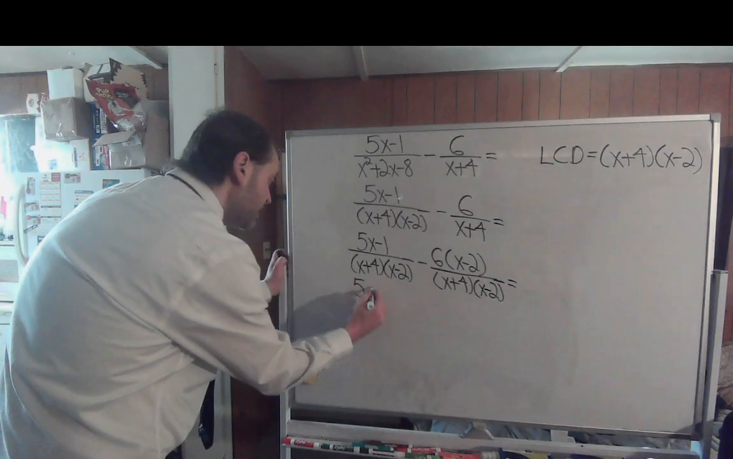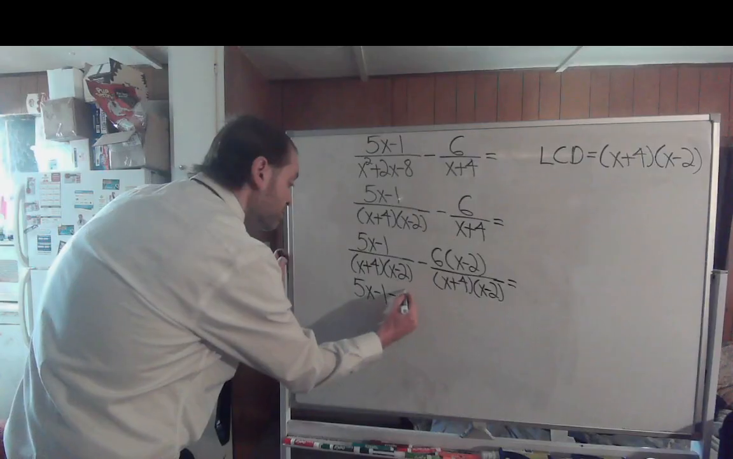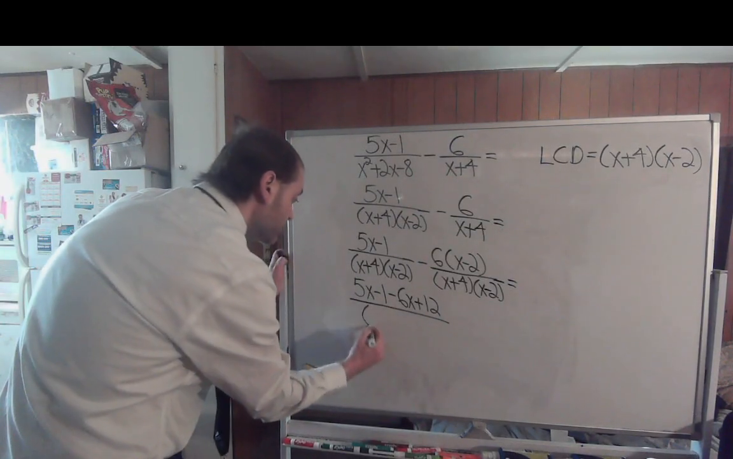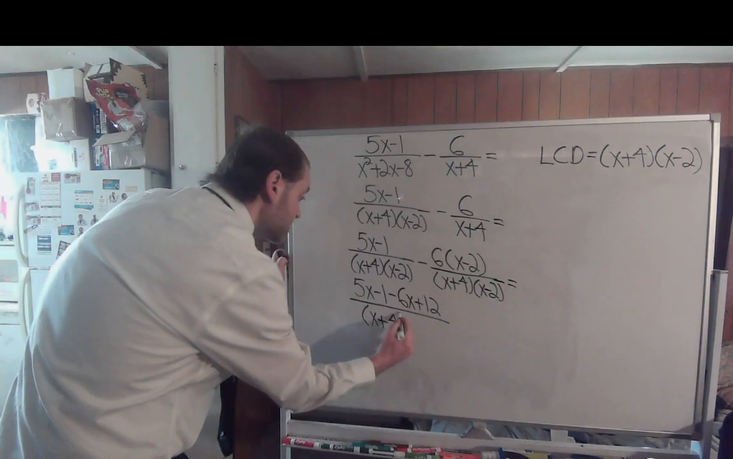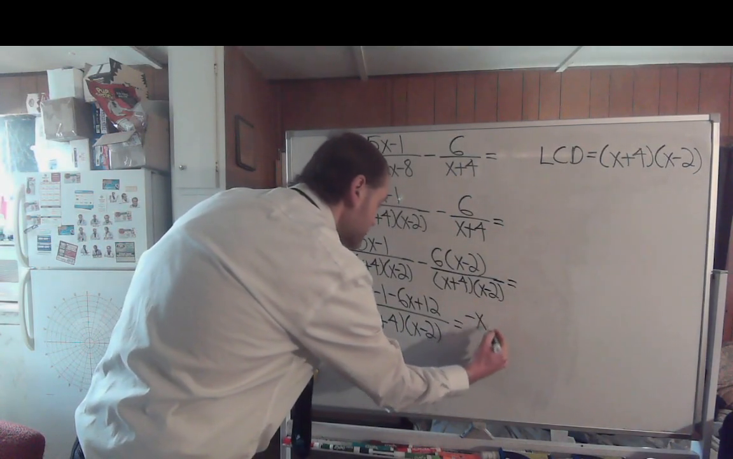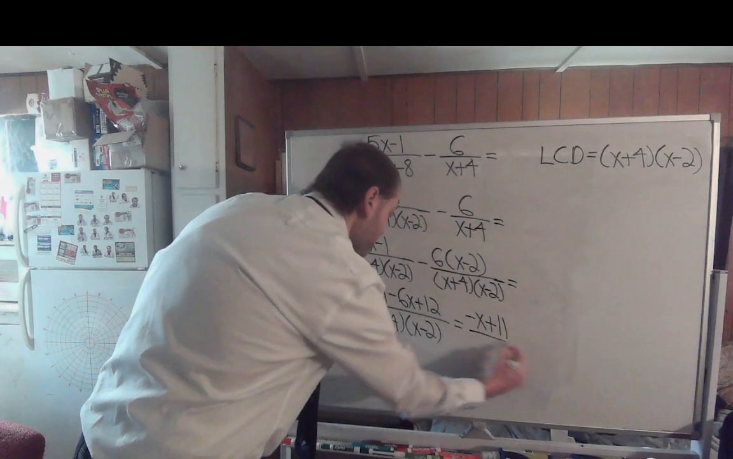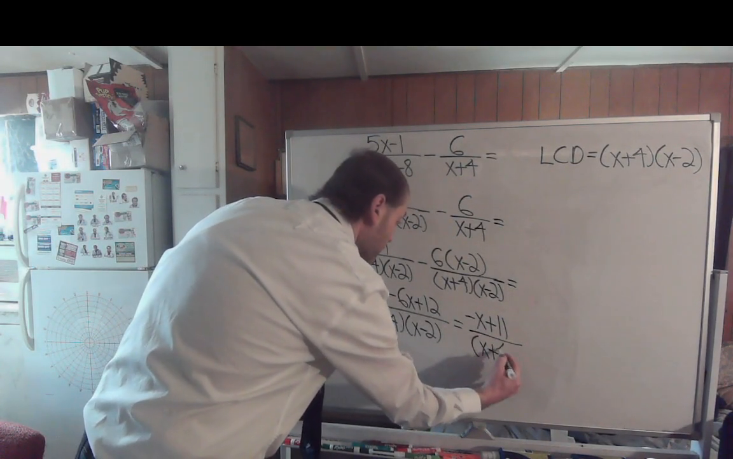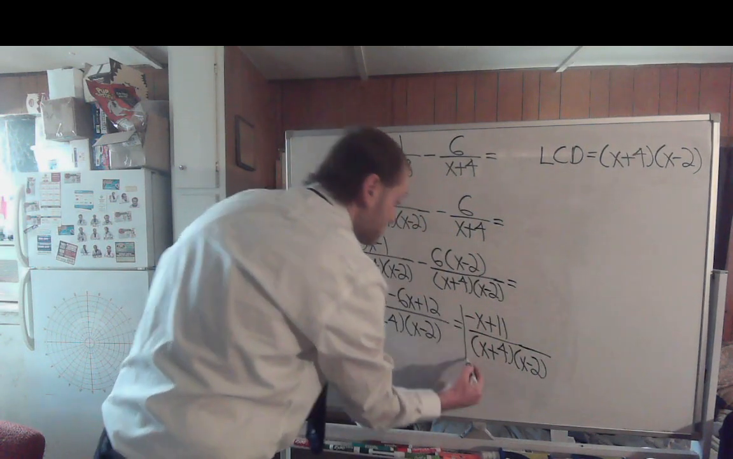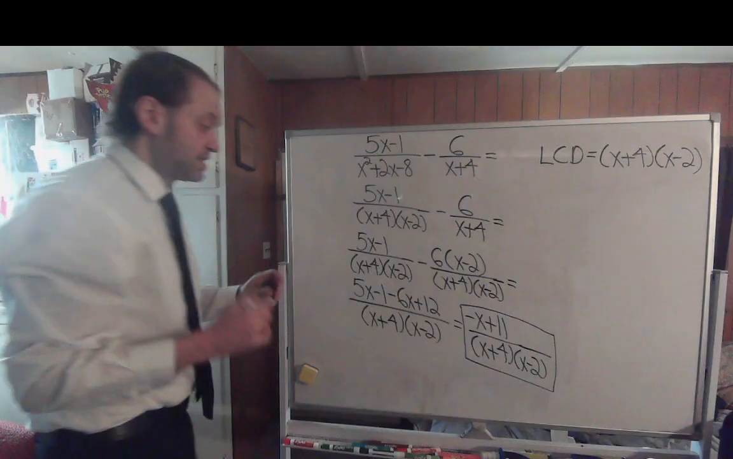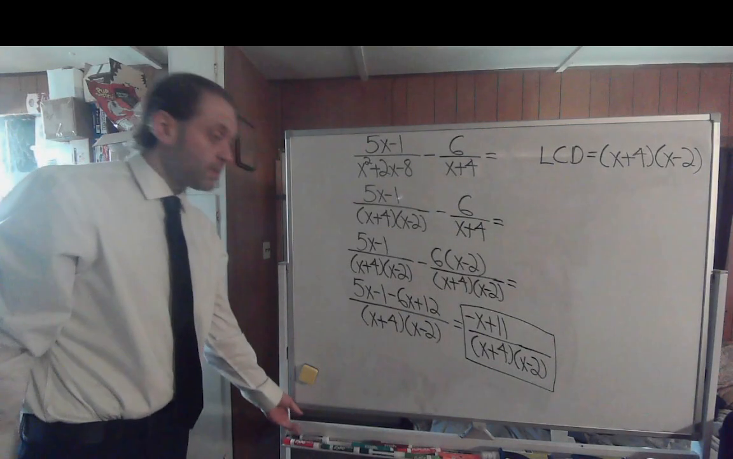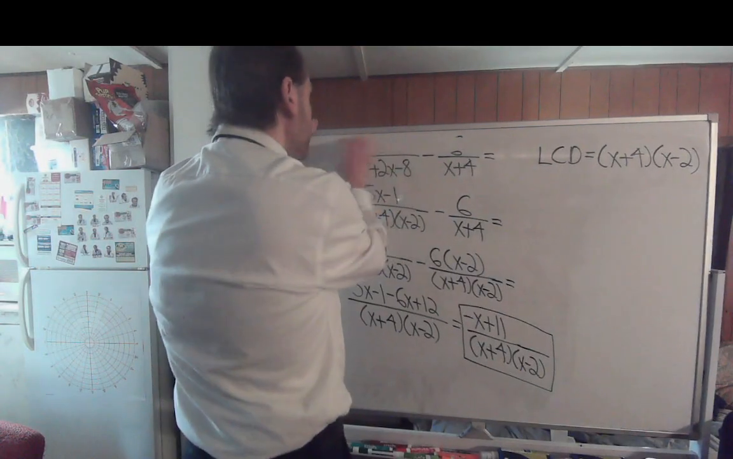So this would turn into 5x minus 1 minus 6x plus 12 all over the quantity of x plus 4 times x minus 2, which would simplify into negative x plus 11 all over x plus 4 times x minus 2. And that's the best we could do with this. You get negative x plus 11 all over x plus 4 times x minus 2. And we're already halfway there. We're already halfway through the lesson.